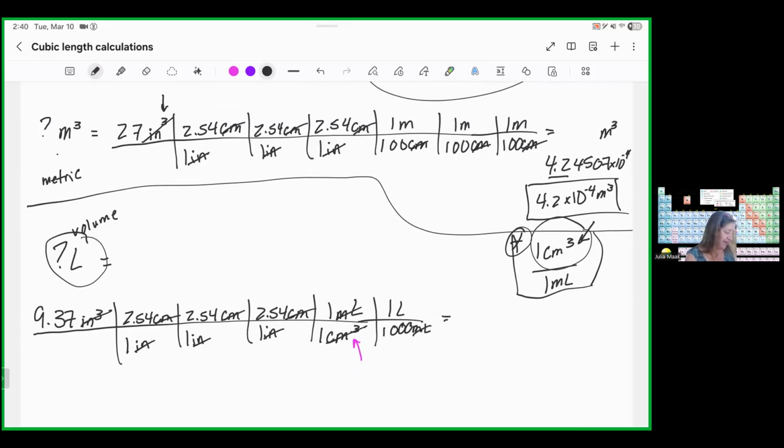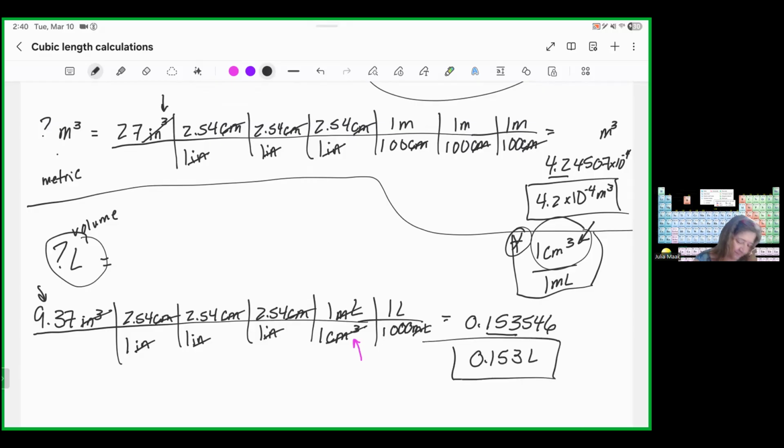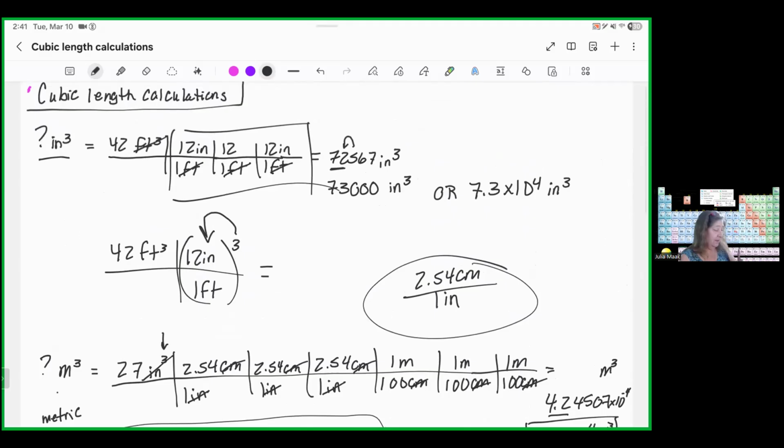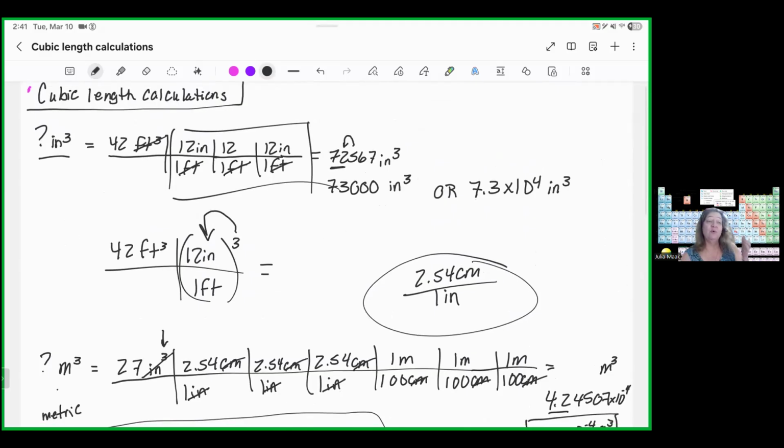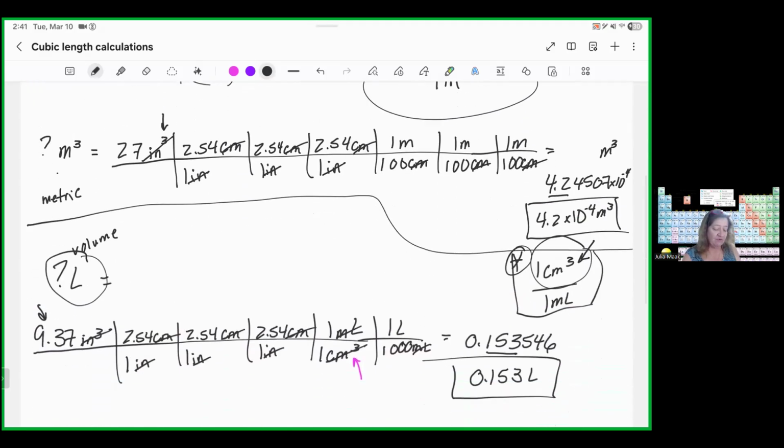So now I'll calculate that real quick. And I get 0.153546. And we're looking at 3 sig figs there because of that guy. So 0.153 liters. So remember, you always have to cancel however many units there are.